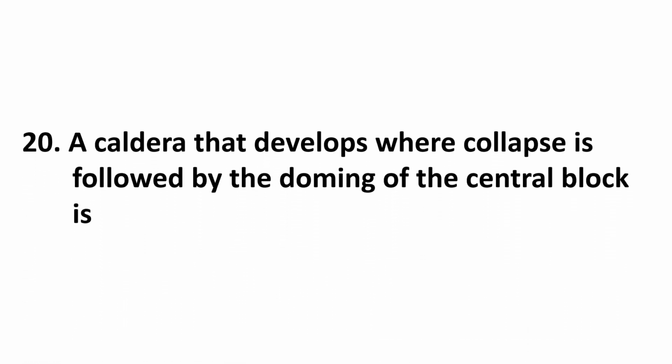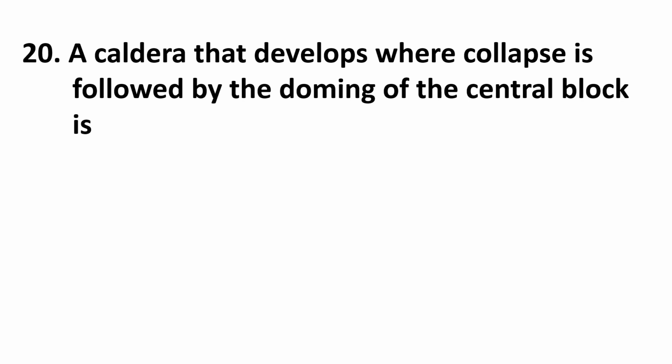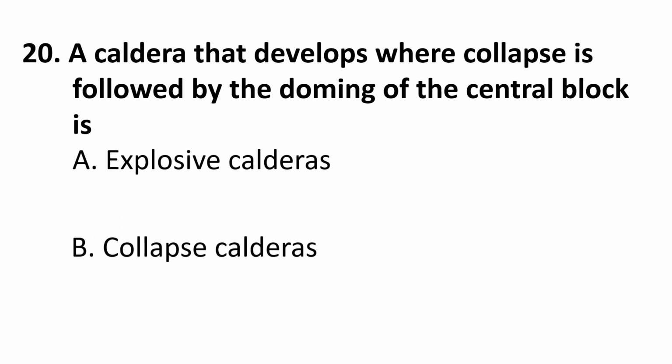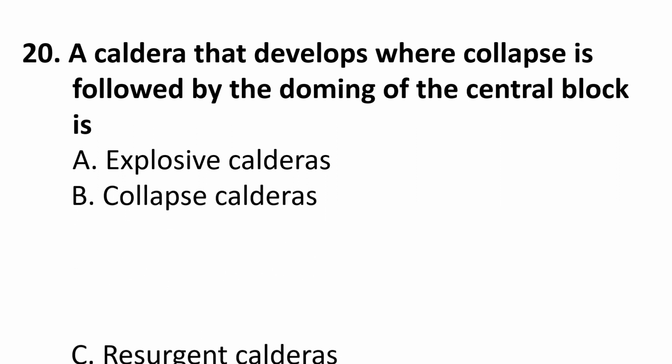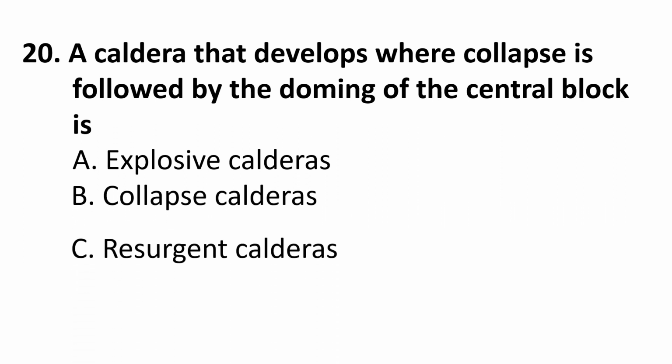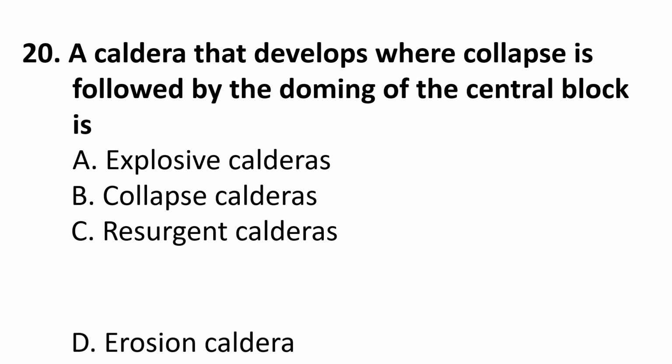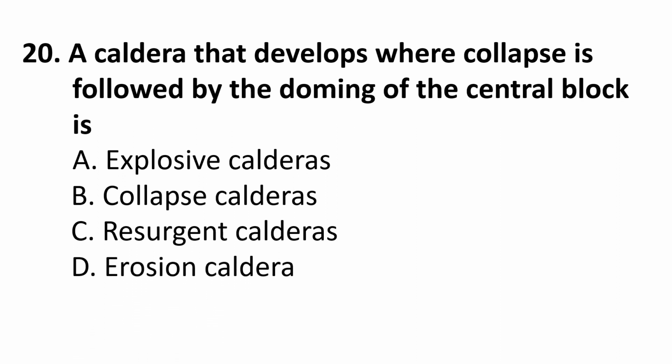Coming to the 20th question. A caldera that develops where collapse is followed by the doming of the central block is. Choices are A, explosive caldera, B, collapse caldera, C, resurgent caldera, and D, erosion caldera. The correct answer is C, resurgent caldera.